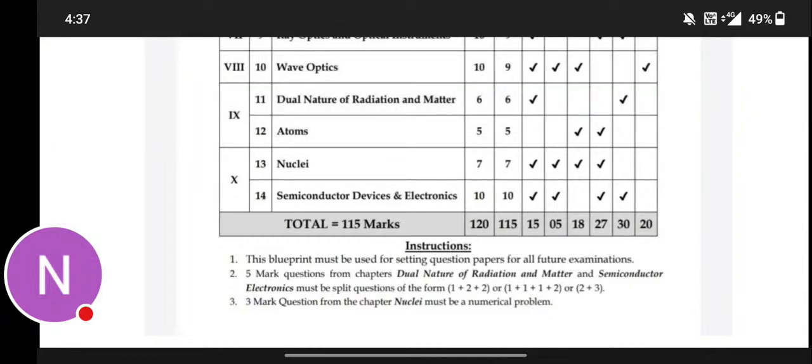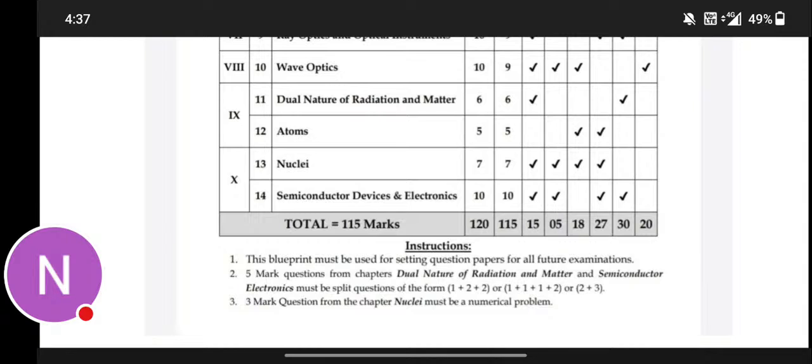Next, Unit 10, nuclei, 7 marks you are getting from this chapter. 1 question for 1 mark MCQ, 1 question for 1 mark answer the following, 1 question for 2 marks, 1 question for 3 marks. Totally 10 marks you are getting from this chapter.